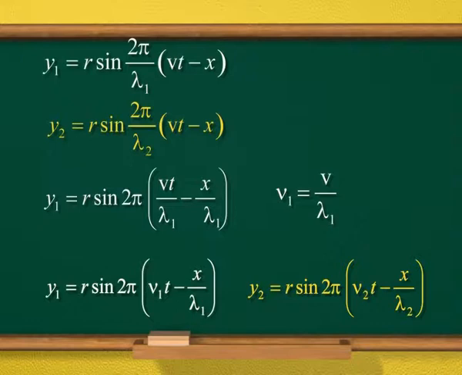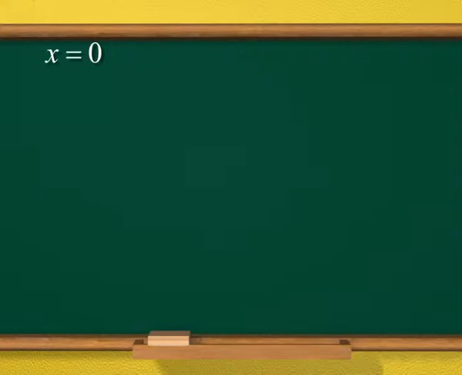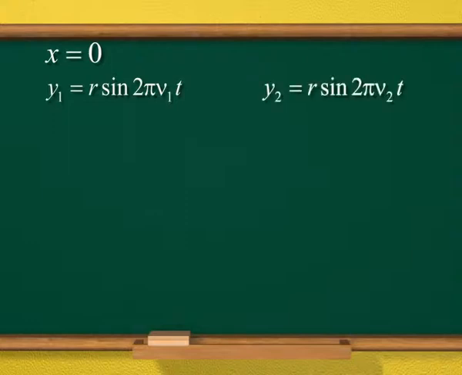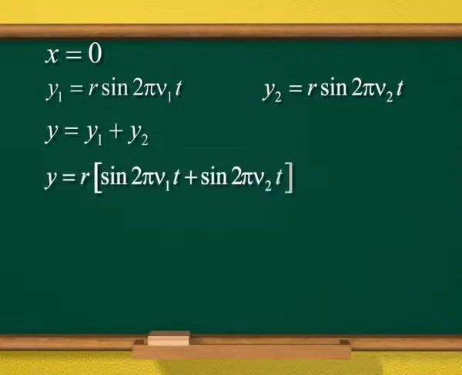If the listener is situated at x equal to 0, then the variations in the displacements of the two waves at this point would be y1 equal to r sine 2 pi nu1 t and y2 equal to r sine 2 pi nu2 t. According to the principle of superposition, the displacement of the resultant wave y would be equal to y1 plus y2.